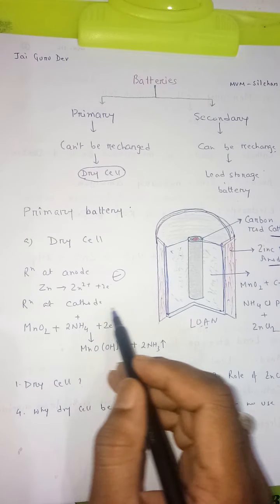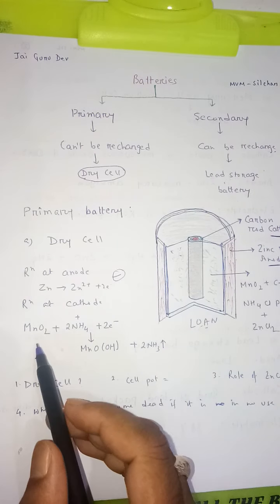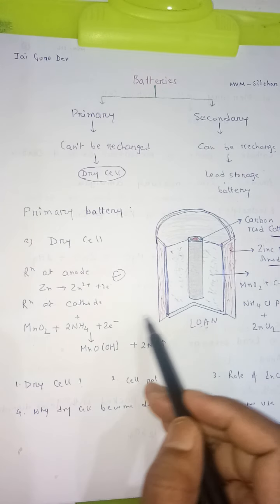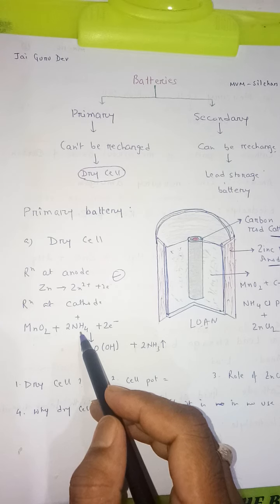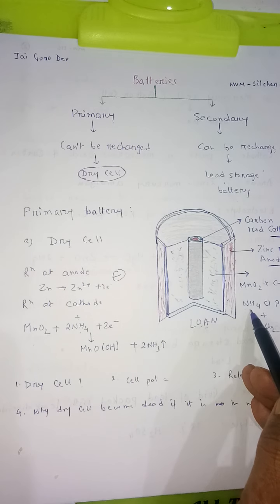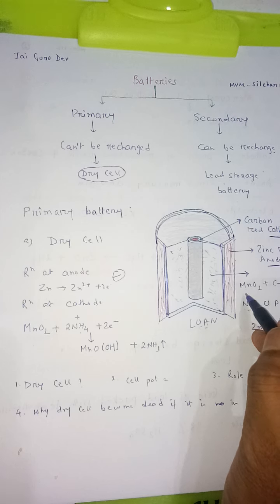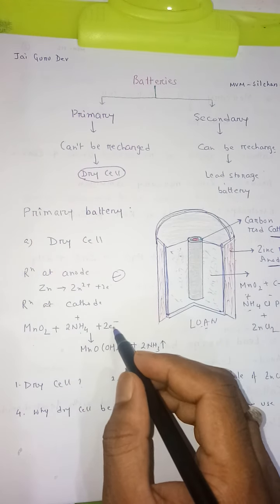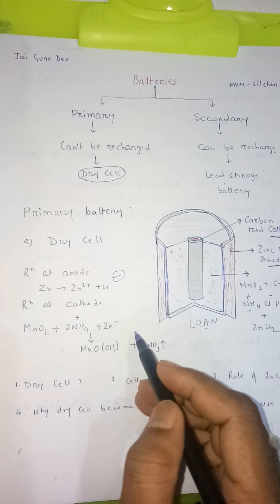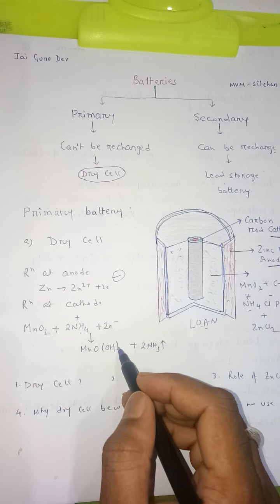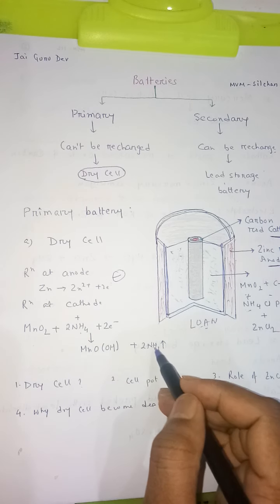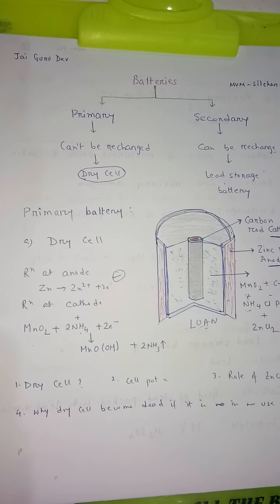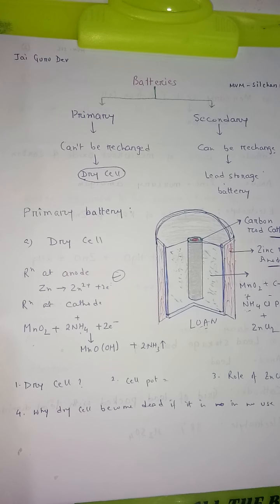Reaction at the cathode. In the cathode we have MnO2 and NH4+, from NH4Cl, which gives NH4+ and Cl-. We take NH4+ and 2 electrons that come from the anode, which gives MnOOH plus 2 NH3 gas. So these are the reactions at the anode and the reactions at the cathode that we have to learn.